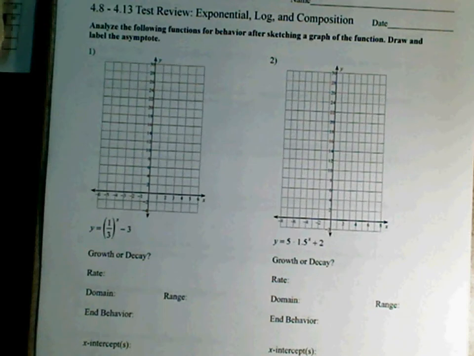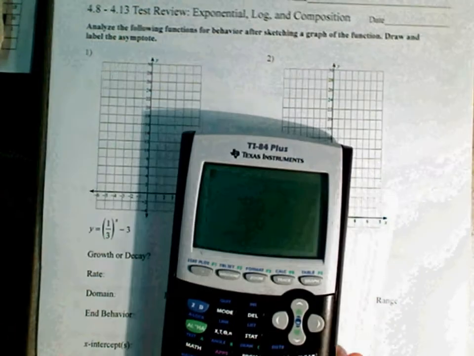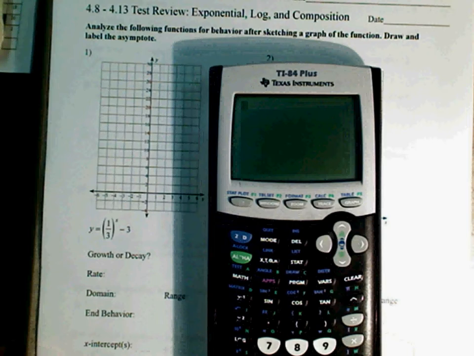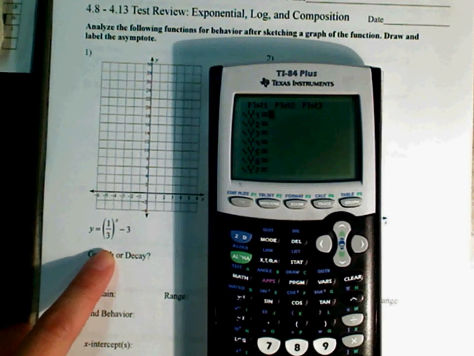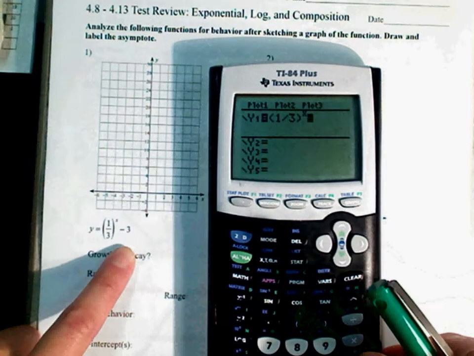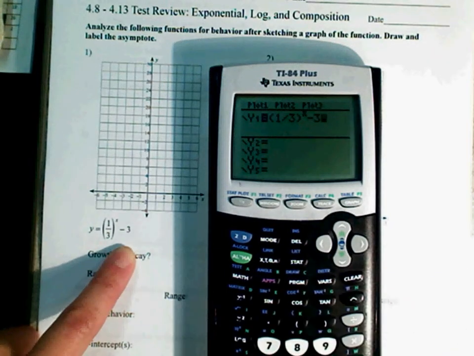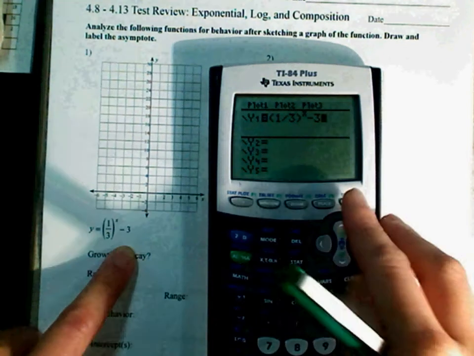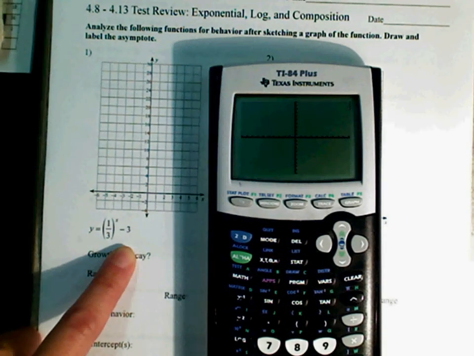Best way to do this, if you will, go to your calculator, okay? Where do you go to graph? You go to your y equal, and we're going to put it in just like you see it, okay? So, parentheses, 1 divided by 3 in parentheses, raised to the x, that is in the exponential position, right? Click, minus 3. Make sure you put minus 3 and not negative 3, okay? And if you would, go ahead and hit graph so you kind of have an idea of what the graph's going to look like.